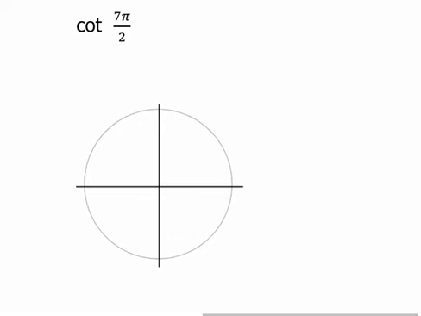I don't know. So 7 pi over 2 is definitely bigger than 2 pi, because 2 pi is 4 pi over 2. So I'm going to say 7 pi over 2 is 4 pi over 2 plus 3 pi over 2.